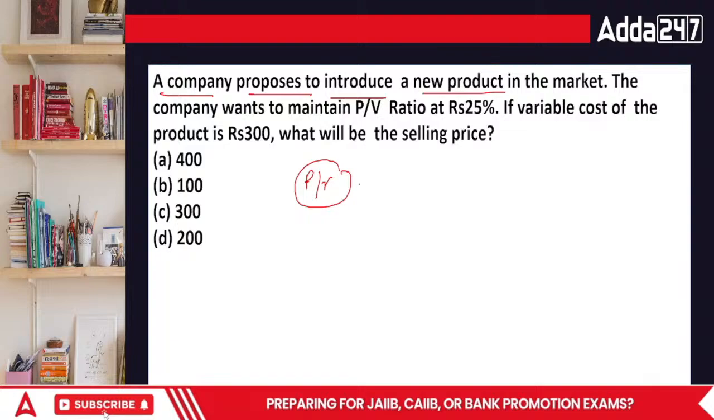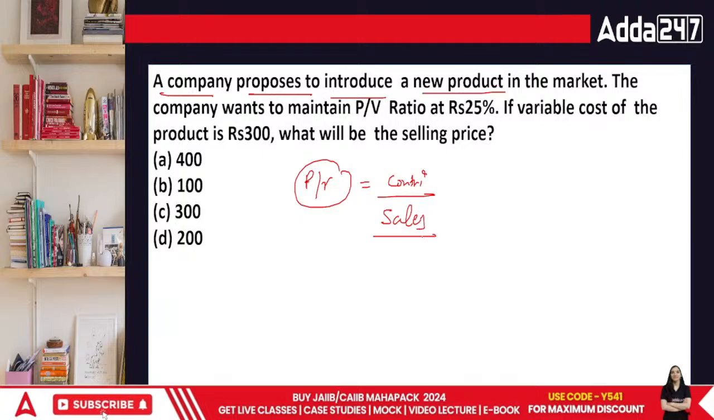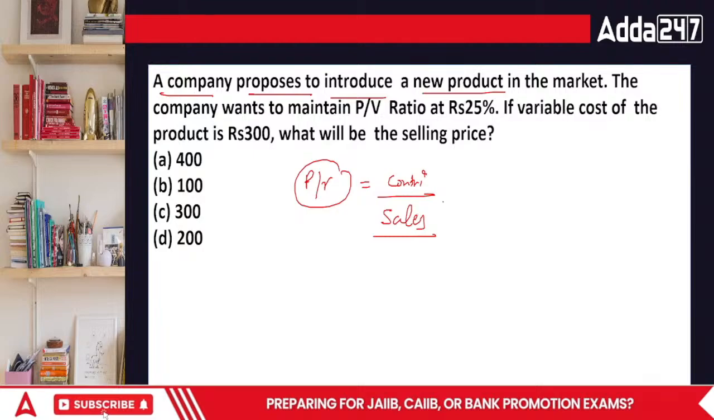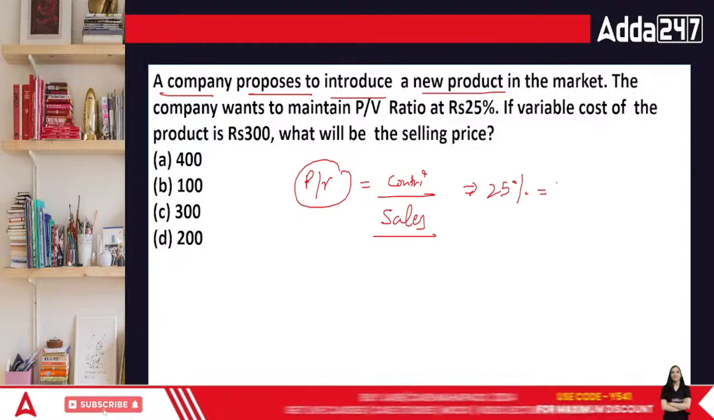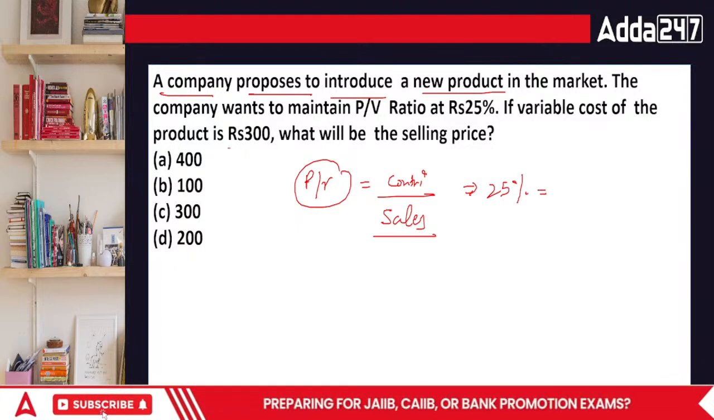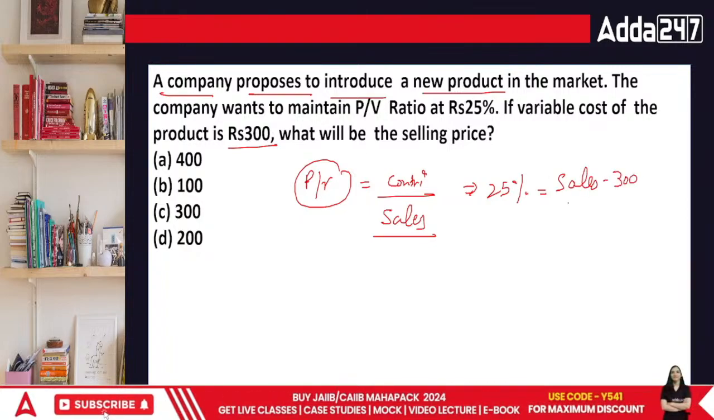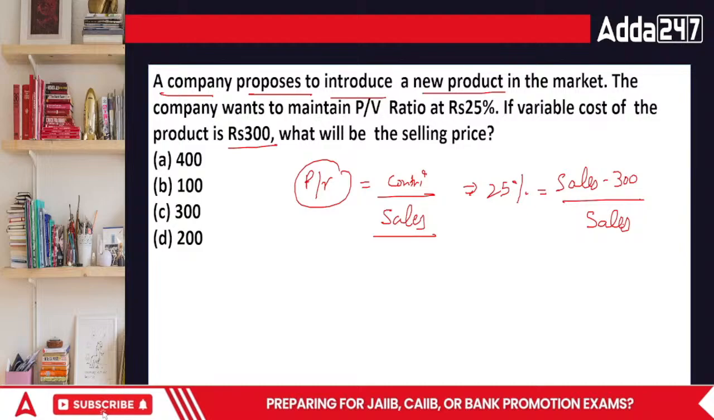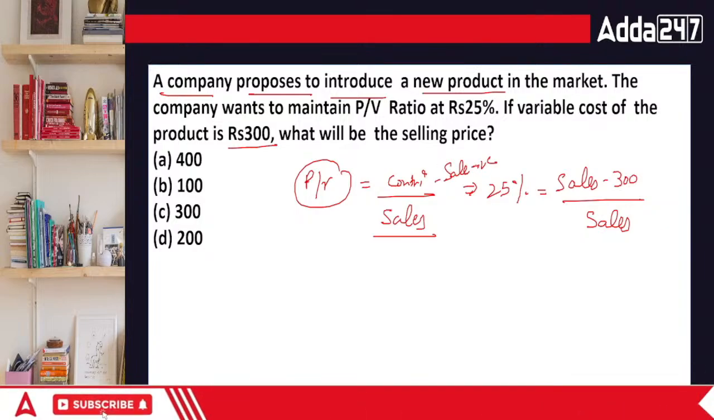They are using PV ratio. PV ratio is contribution divided by sales. When you're using the formula contribution divided by sales, they said your PV is 25%. The variable cost of the product is 300. In actual, sales minus 300 divided by sales is equal to 25%, because contribution is sales minus variable cost.